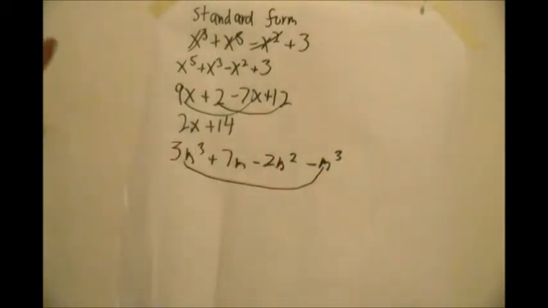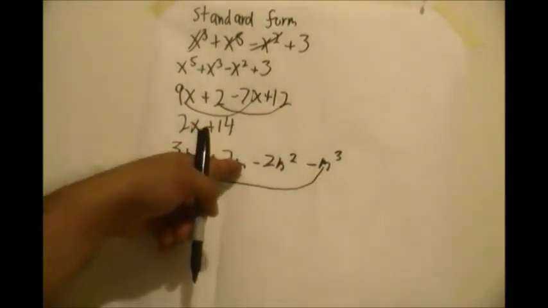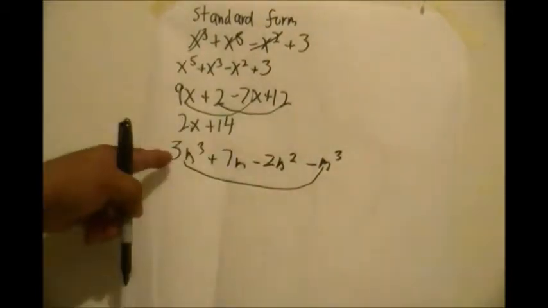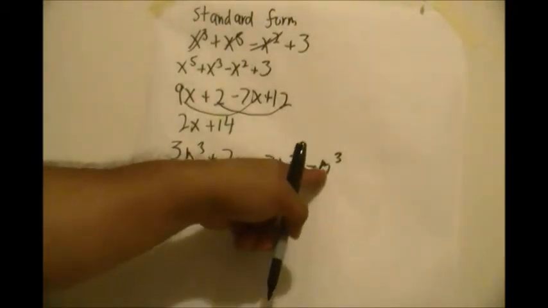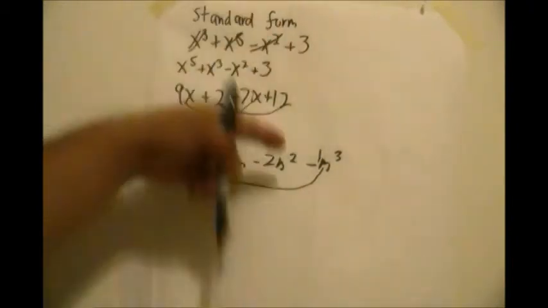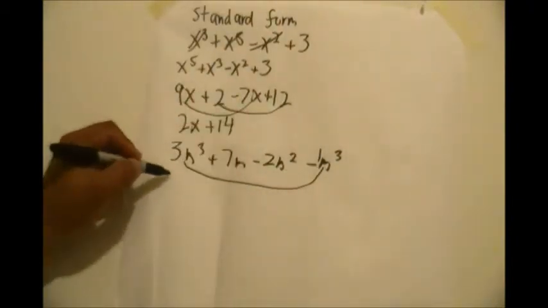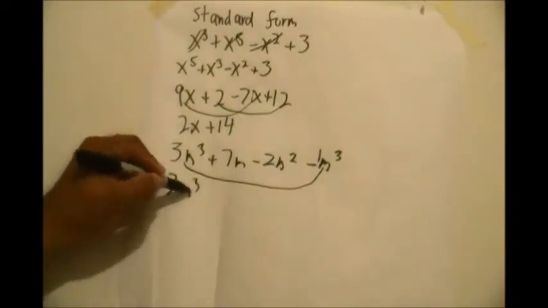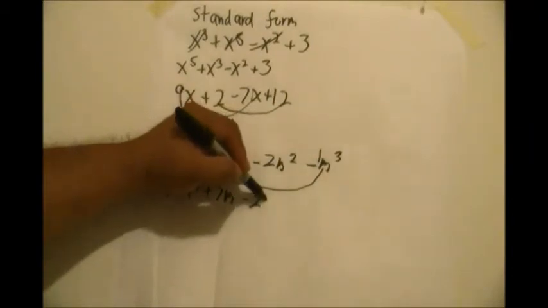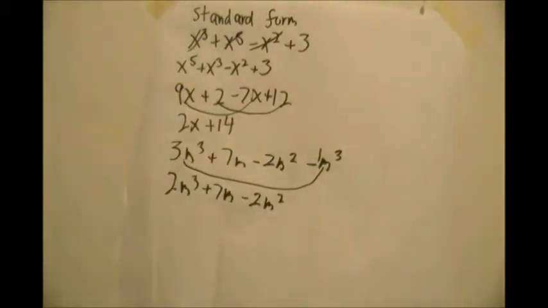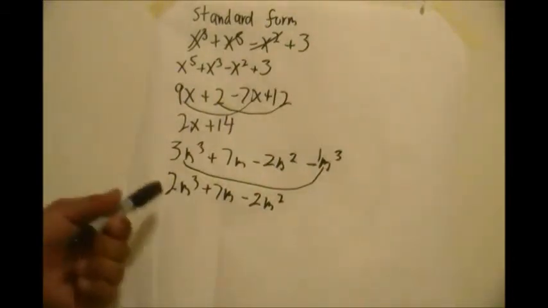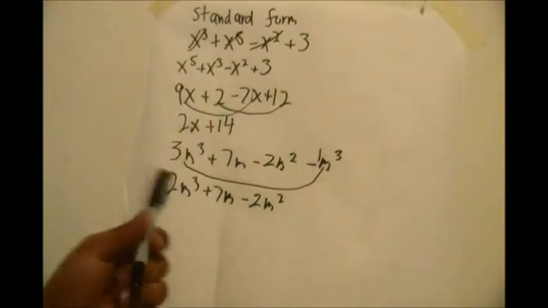Can we combine any of the others? We can't, right? Because 7m is a different term than negative 2m squared. So what's 3m cubed minus m cubed? That's just going to be 3 minus, that's just like 1, right? 3 minus 1 is 2m cubed plus 7m minus 2m squared. Okay?